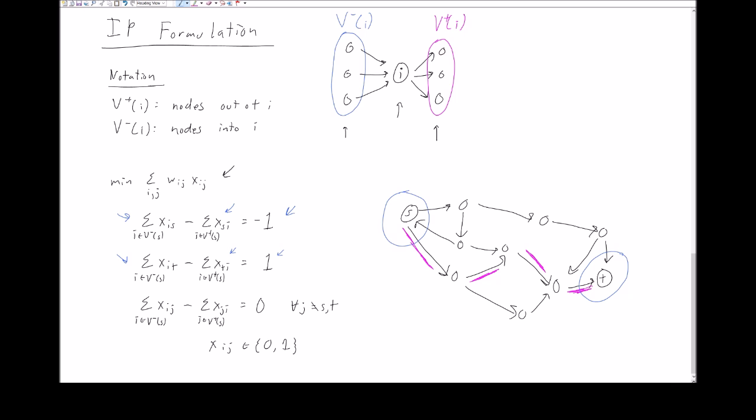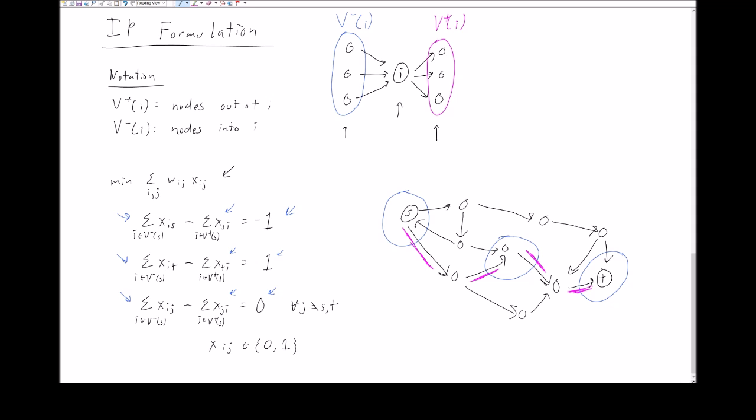For every other node, we have a so-called balance constraint. So if we look at a particular node, we'll note that the number of arcs moving into the node is the same as the number of arcs moving out of that node. This final constraint summarizes exactly this. It says that if we look at the arcs coming into the node, that is the arcs coming from V minus, and subtract the arcs going to V plus, that these arcs are going to cancel each other out and equal 0.